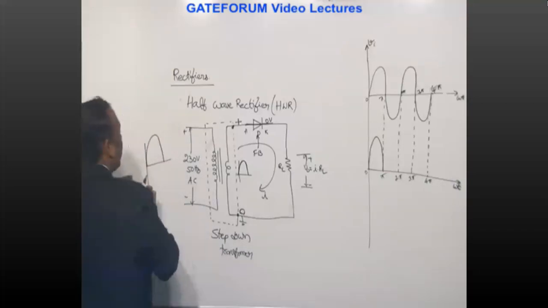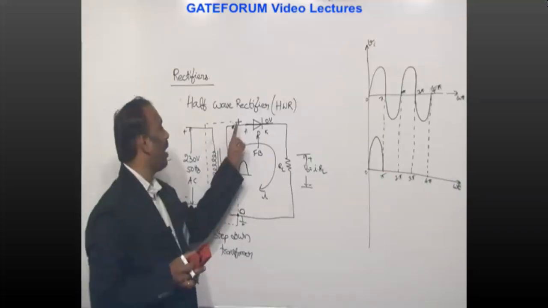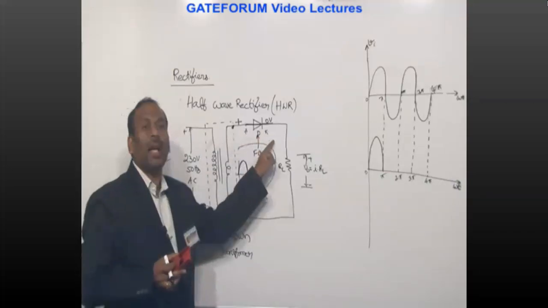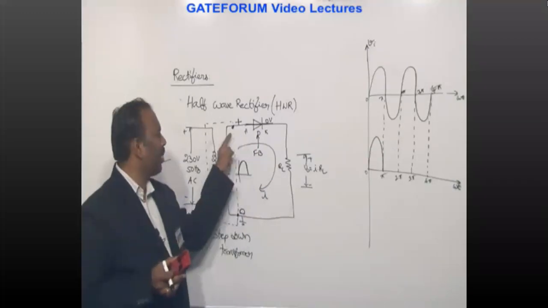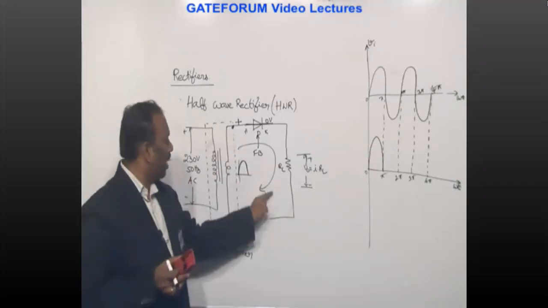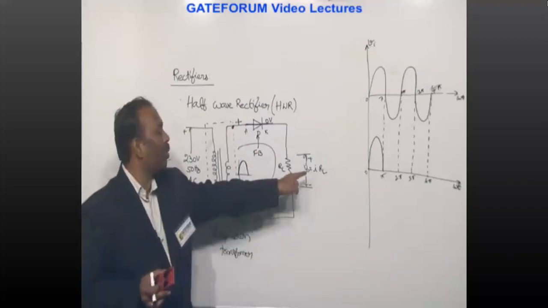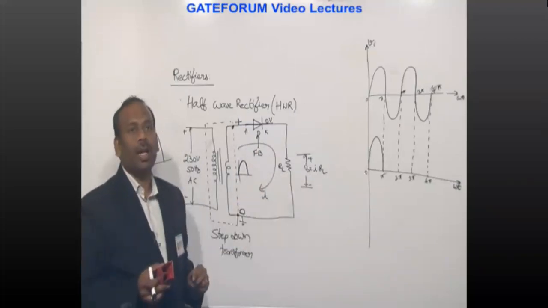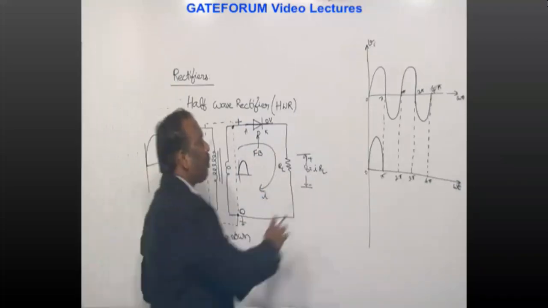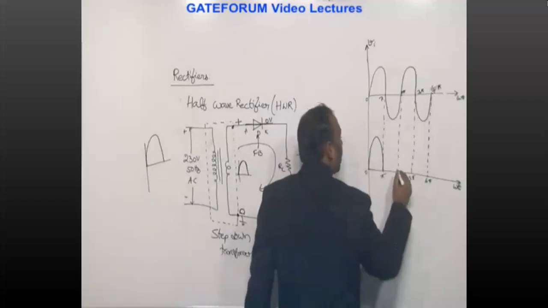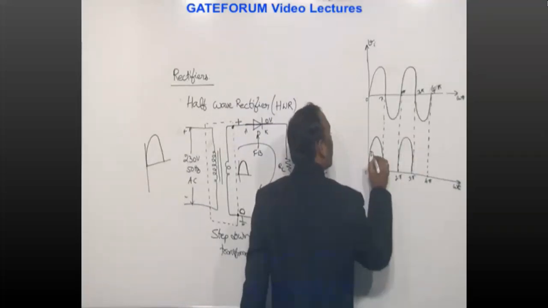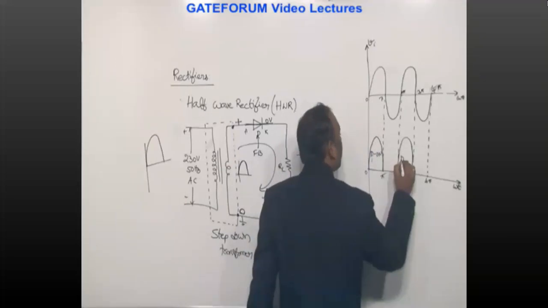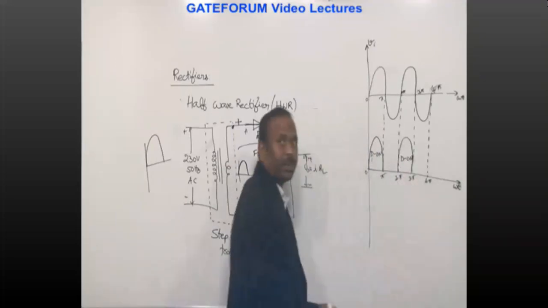Clear? During the positive cycle, the anode is at higher potential than the cathode. Therefore, the diode is forward biased. Forward biased means, in the ideal case, it is replaced by a short circuit. Then current flows in the loop like this, and output voltage is available across RL. So this positive half cycle you will get. Next, this positive half cycle also you are going to get. During this portion, diode D is on.